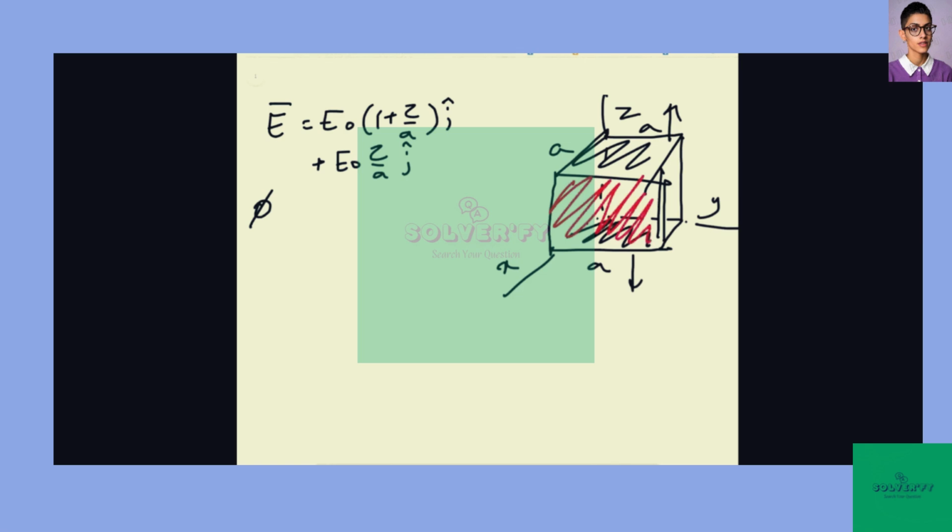Now here, notice that the field changes with the z-axis, so we'll have to integrate over z. Flux, as we know, is the integral of E dot dA. We know that the dA vector in this case will be in the x direction.